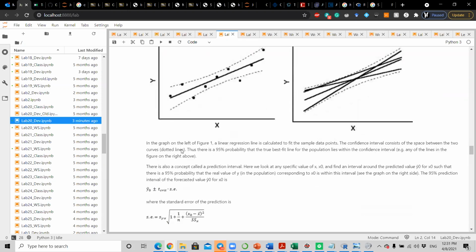In the graph on the left of figure 1, a linear regression line is calculated to fit the sample data points, this line. The confidence interval consists of the space between the two curves, dotted lines. Thus, there is a 95% probability that the true best fit line for the population lies within the confidence interval, any of the lines in the figure on the right above. So within those limits, it can be any line that falls in there, but you are 95% confident that it will be there.